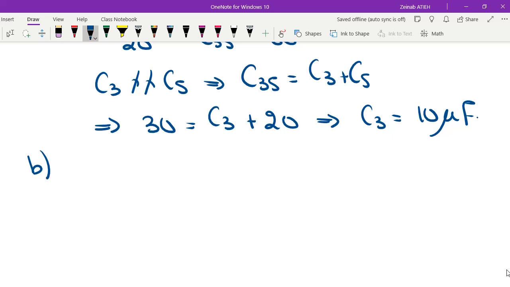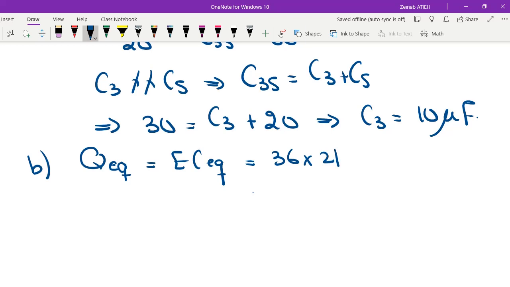Because I will care about their charge later. So to find the charge of the capacitors, we usually go backwards. I have the C equivalent, so Q equivalent is equal to E times C equivalent. E was given to be 36 times 21. It's equal to 756 microcoulomb. So this is EQ.